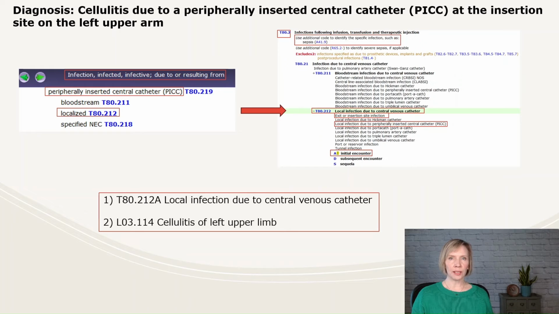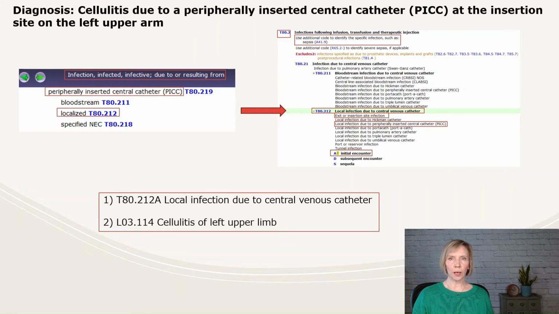This patient has been diagnosed with cellulitis due to a peripherally inserted central catheter, otherwise known as a PICC, at the insertion site on the left upper arm. The diagnosis definitively establishes a direct link between the cellulitis and the PICC line. So our first step is to assign the code for the local infection due to the central venous catheter, followed by the code for the cellulitis.